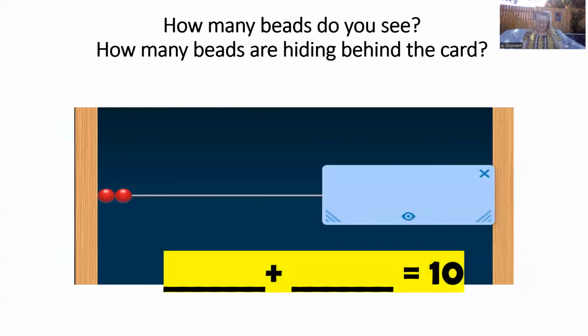How many beads do you see now? Yeah, that one's pretty easy, isn't it? There are 2 beads. And if you see 2 beads, how many beads are hiding behind the card? That's a lot of beads. You might need to count them. Yes, you got it. There are 8 beads hiding behind the card. Let's read that make 10 fact now. 2 plus 8 equals 10. Great job. Write that down and then let's do another one.